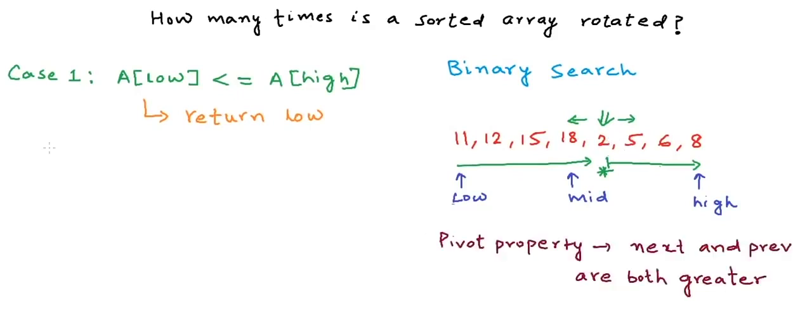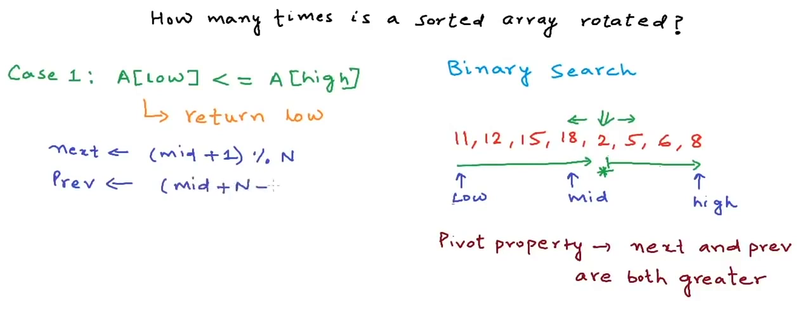So here we calculate next as mid plus 1 modulo n. Modulo n because if mid is the last index in the array, we need to go to the first element. So modulo operation does that. And previous would be mid minus 1 modulo n. And we will also add an n here so that mid minus 1 does not become a negative number.